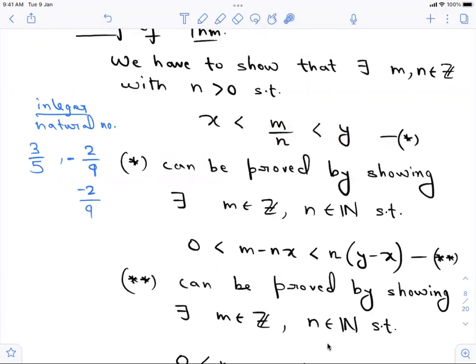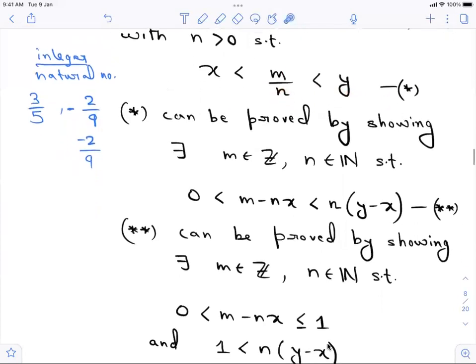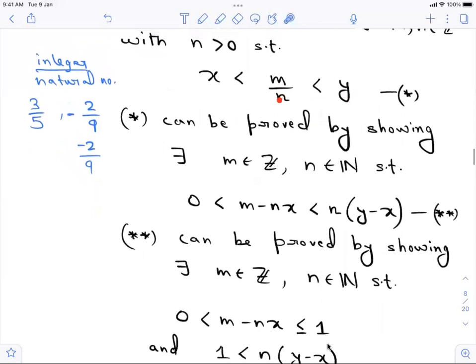How to involve that Archimedean property and the other property here? To see how those two results come into play, we simplify this expression a little bit. Showing that m and n exist so that this holds is the same as showing the following. n is a natural number, so I can multiply throughout without changing the direction of the inequalities. That means I have nx less than m less than ny.